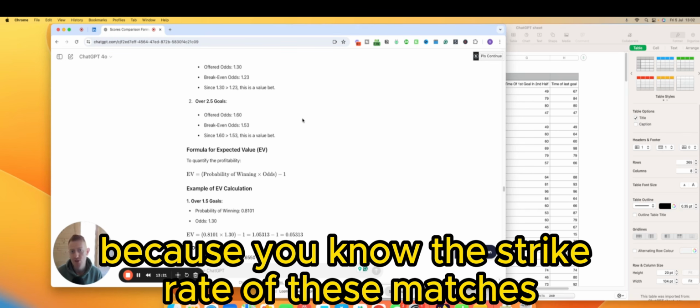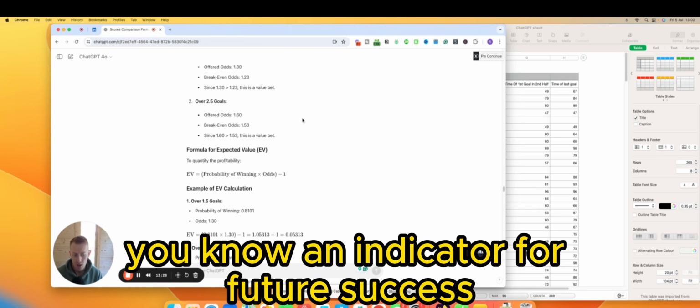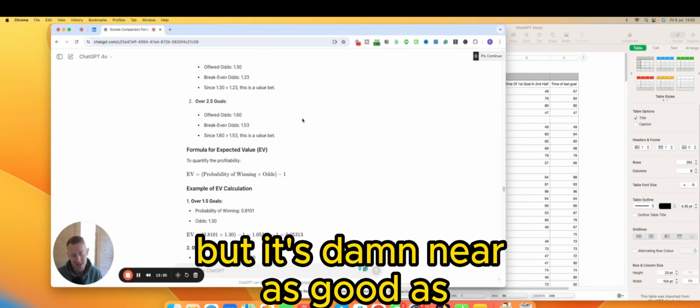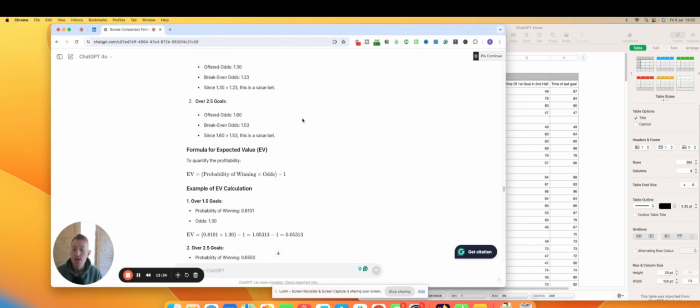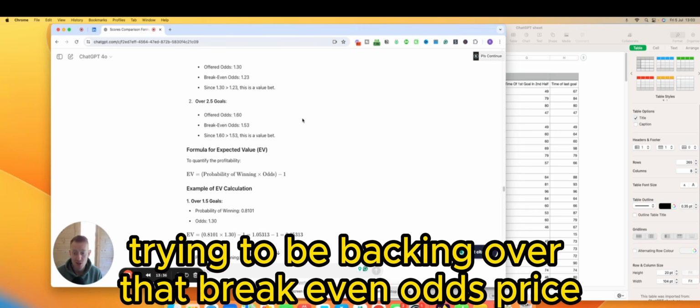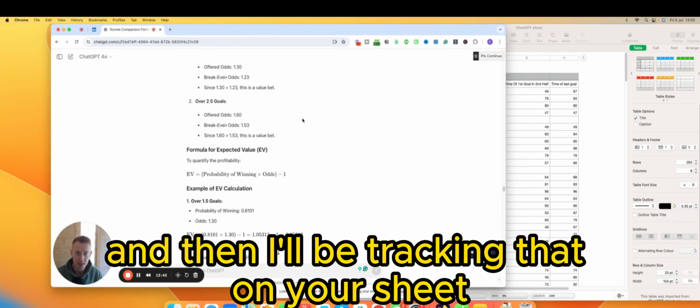Because you know the strike rate of these matches, you know what the historical data is telling you. Now, that isn't an indicator for future success, but it's damn near as good, and it's the best thing that we have got, okay? I would then be looking at trying to be backing over that break-even odds price because then you're getting value there, okay?